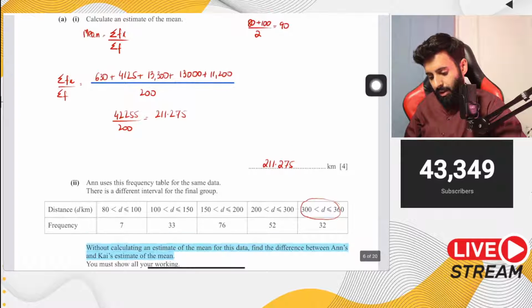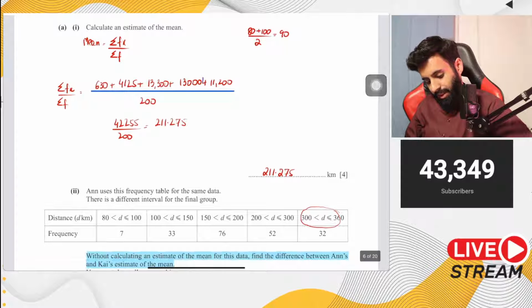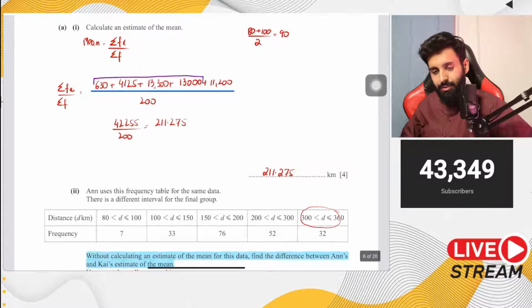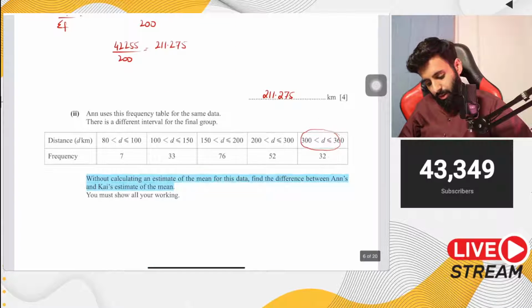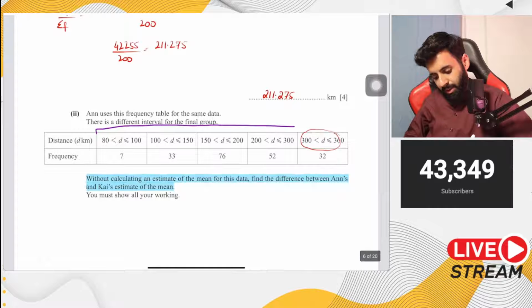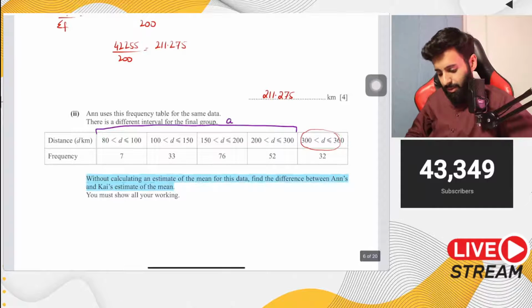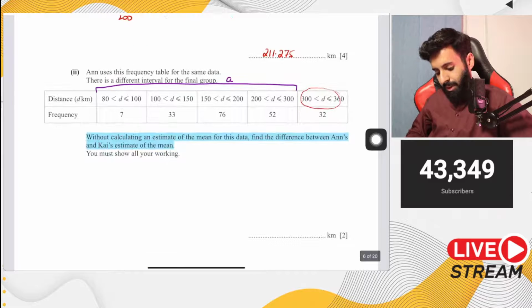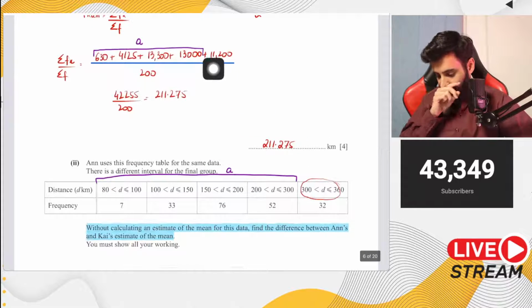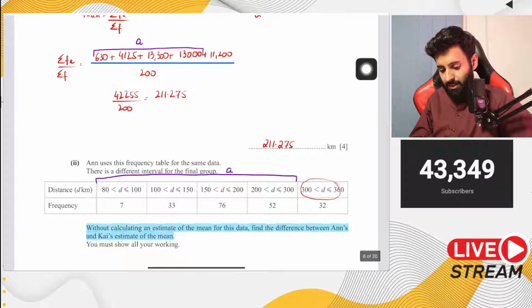Now think of it this way. Let's say up until here, the sum of all the values is a. That means over here also, up until here, the sum will be the same. This will be a as well. Why is that? Because all the values are the same.